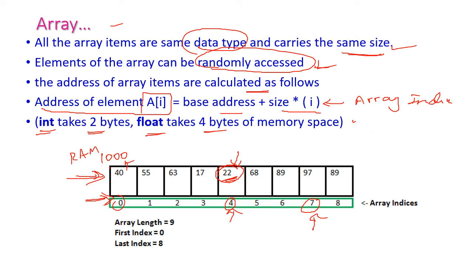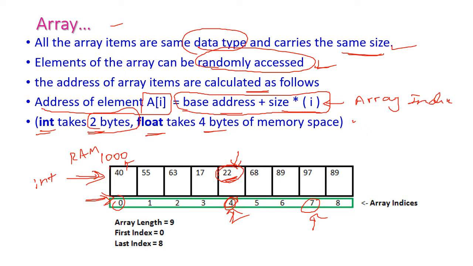What is the index of 22? The index of 22 is 4. Now let us try to compute the address of 22. So what is the formula? Base address plus size into I. And the data type is int. Int means each data item carries 2 bytes.